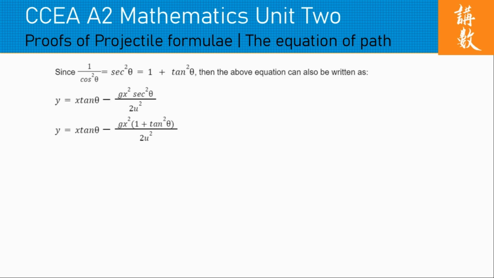Since 1 over cos squared theta equals sec squared theta, which is also equal to 1 plus tan squared theta, the above equation can also be written as y equal to x tan theta minus g x squared sec squared theta over 2u squared, or y equal to x tan theta minus g x squared times (1 plus tan squared theta) over 2u squared. Therefore, the equation of the path of flight is y equal to x tan theta minus g x squared over 2u squared times cos squared theta. That is the end of the proof of the equation of the path.